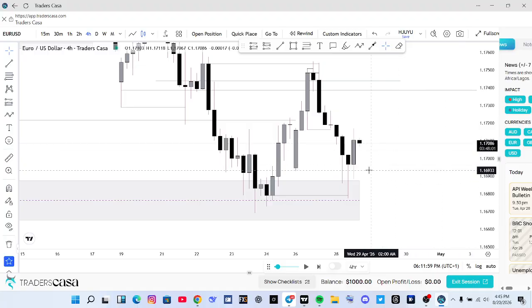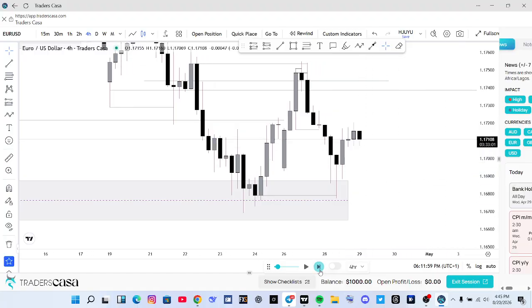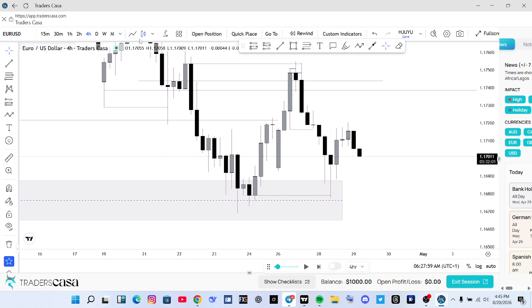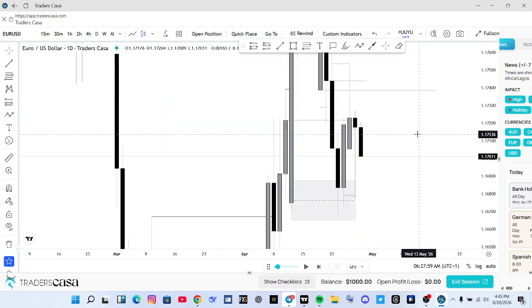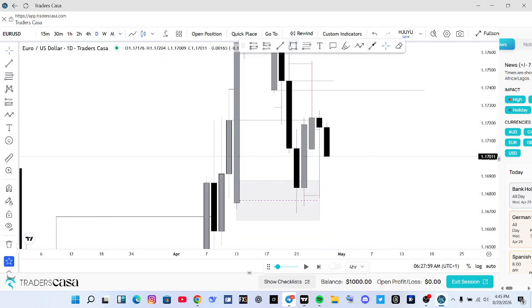So this is Tuesday already. We are not seeing anything yet. Let me see. This is 2 a.m. on Wednesday. One more candle. So this is 6 a.m. Let's go to daily and see what daily is doing.